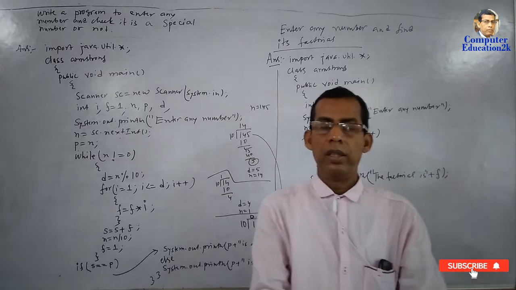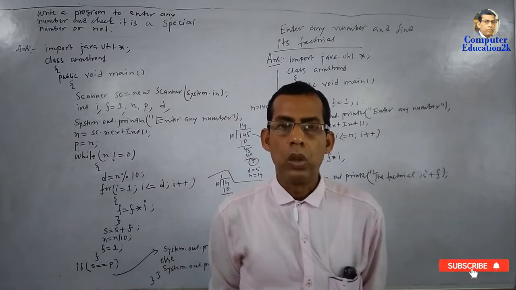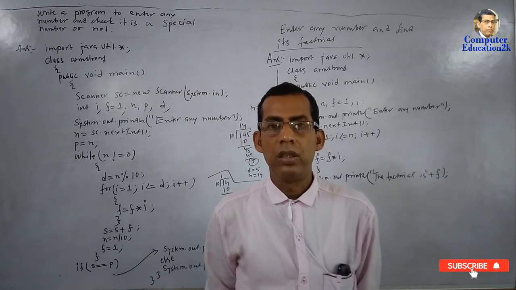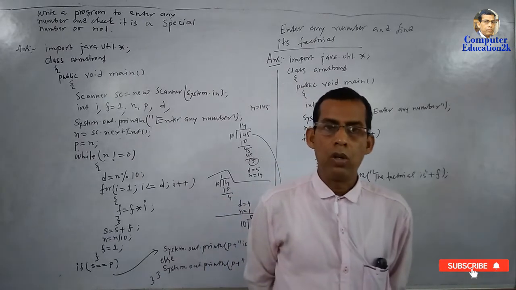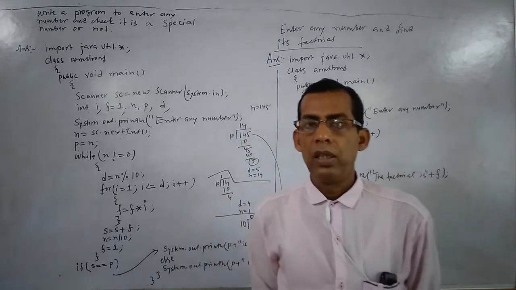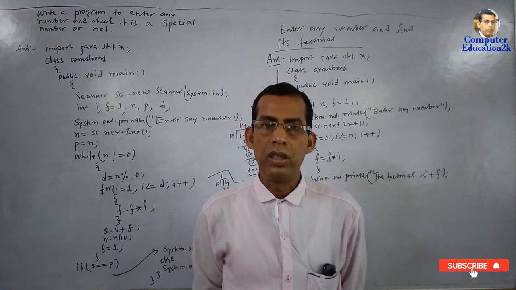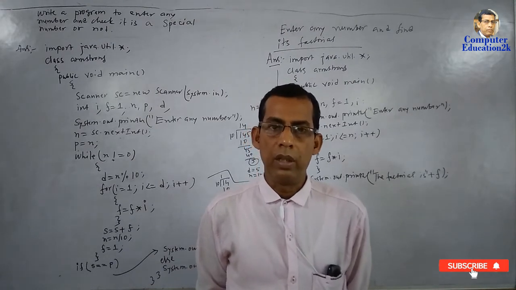Today we will do a program. The question is: write a program to enter a number and check whether it is a special number or not. A special number is a number whose sum of the factorial of the digits is equal to that number.